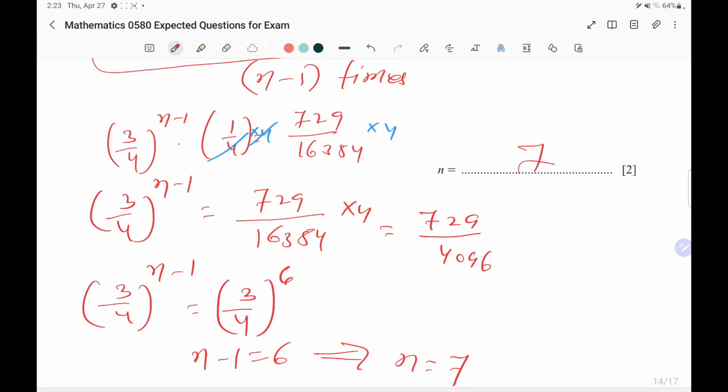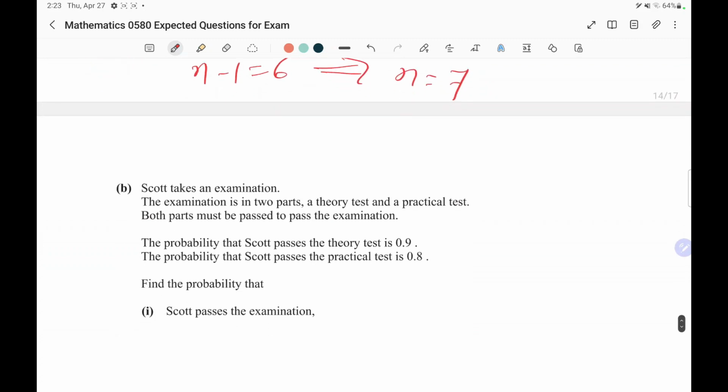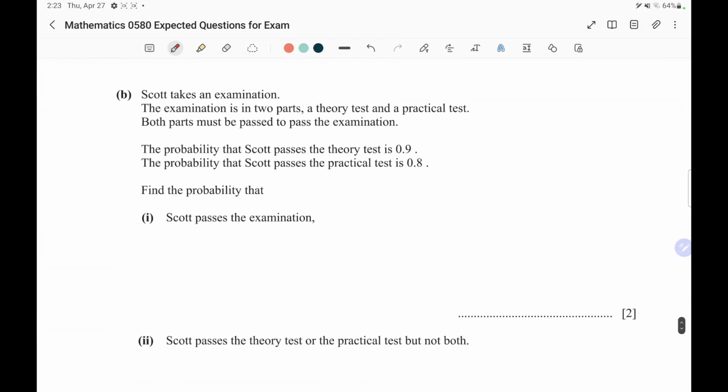All right. Now, next is Scott takes an examination. The examination is in 2 parts, a theory test and a practical test. Both parts must be passed to pass the examination. The probability that Scott passes theory is 0.9, and the probability that Scott passes the practical test is 0.8. Find the probability that Scott passes the examination. Both exams must be passed, right? So 0.9 times 0.8 should be 0.72. Just multiply, you will get the answer.